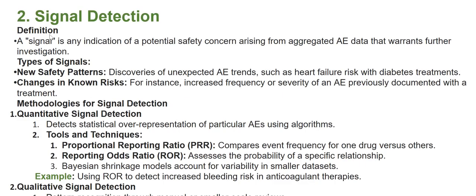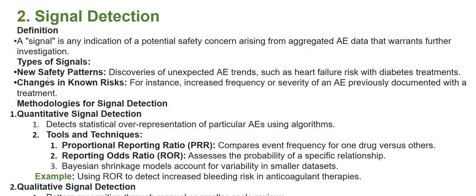Signal detection. Definition: a signal is any indication of a potential safety concern. So whenever there is a safety concern or safety matter, it's a signal, and when it is detected, that is signal detection, arising from aggregated AE (adverse event) data that warrants further investigation.